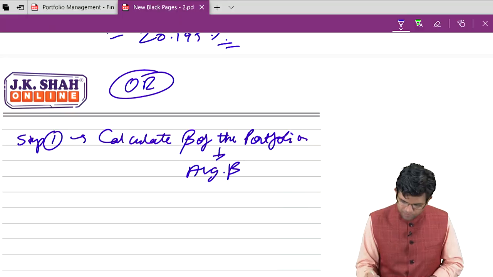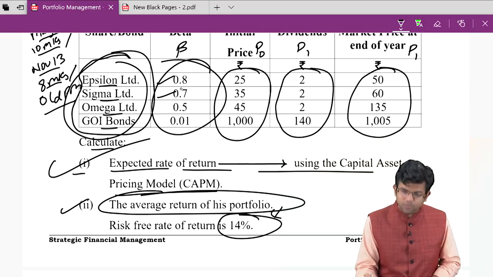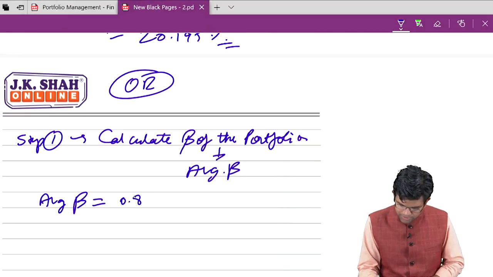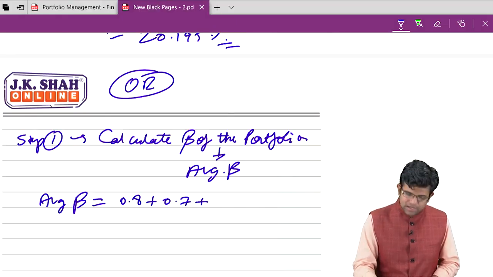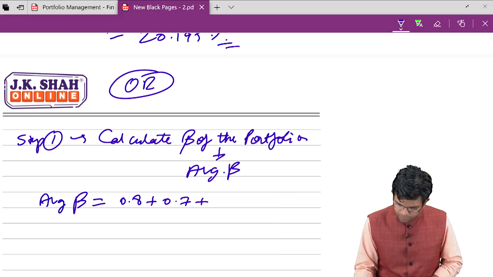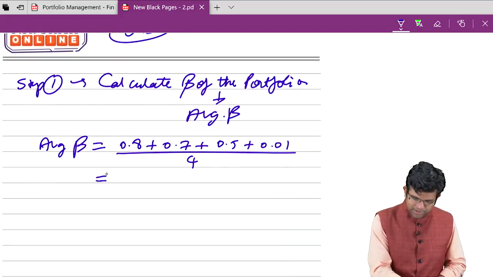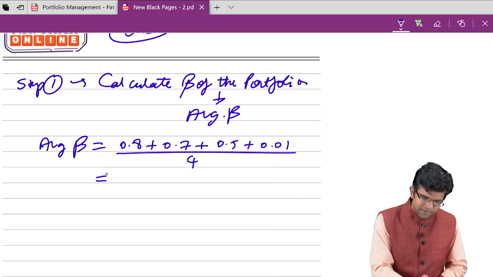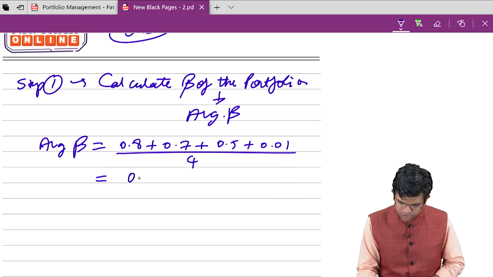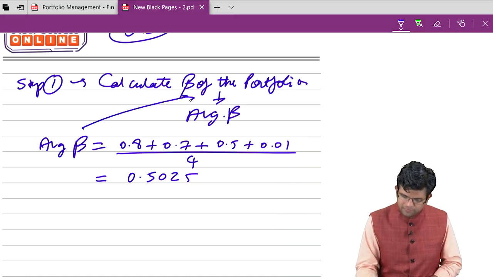Okay, so I will do average beta is equal to 0.8 plus 0.7 plus, students, the next two is 0.5 plus 0.01, the whole divided by 4. So if you take the calci, 0.8 plus 0.7 plus 0.5 plus 0.01 divided by 4, my average beta, students, comes to 0.5025. My average beta is 0.5025. This is the average beta of the portfolio.